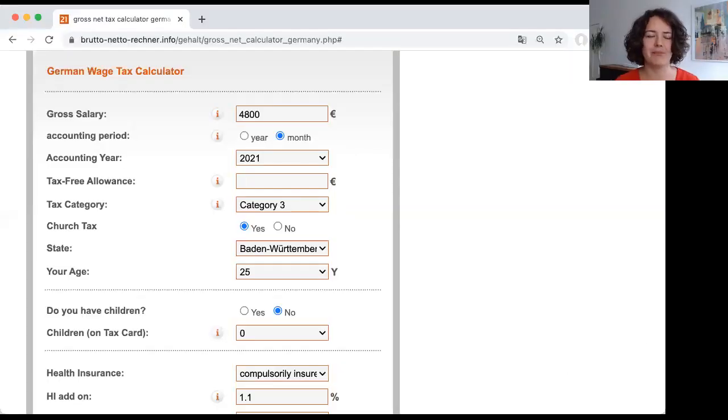So let me share my screen with you. By the way, I've just randomly picked a salary calculator. I found a few options when Googling for gross net salary calculators. So I'm not getting any paid marketing for this. I've just picked one of the first Google results, and they are all roughly the same.